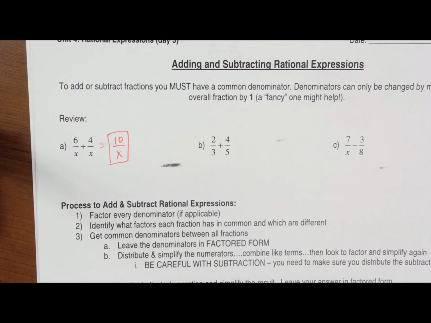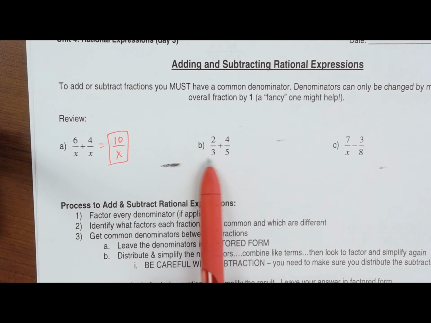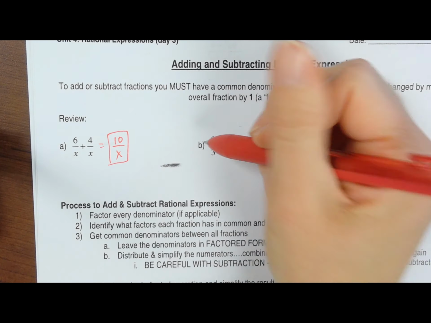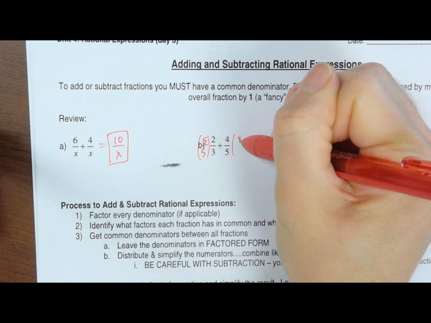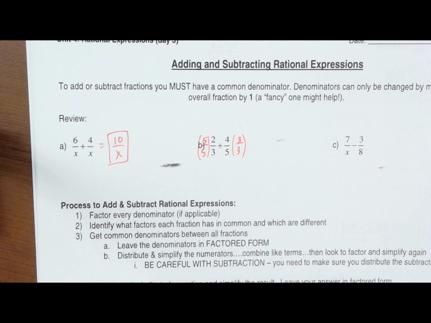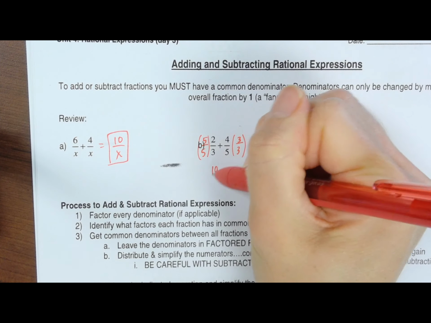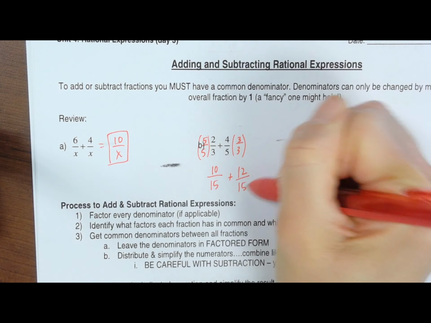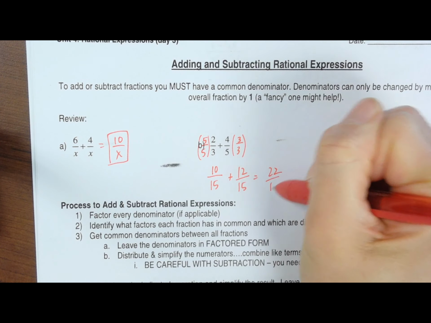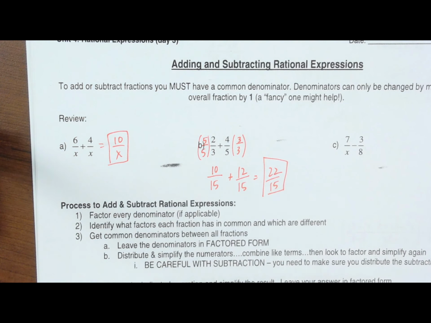Now the second one, this is kind of another repeat of the one we just did on the board, but what would your common denominator have to be here? 15. So this first one has to get multiplied by 5 over 5, and the second one by 3 over 3. Yep. So you get 22 over 15.